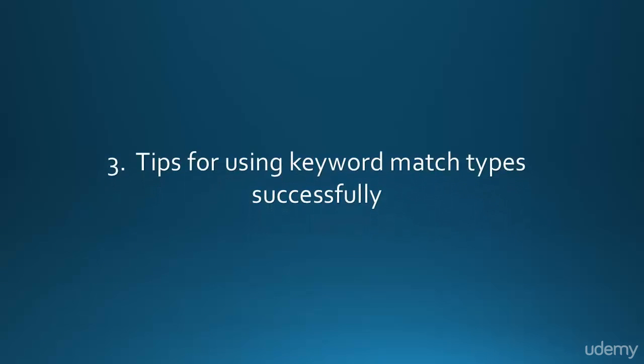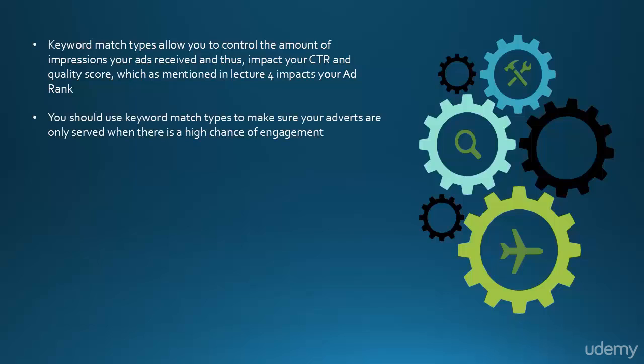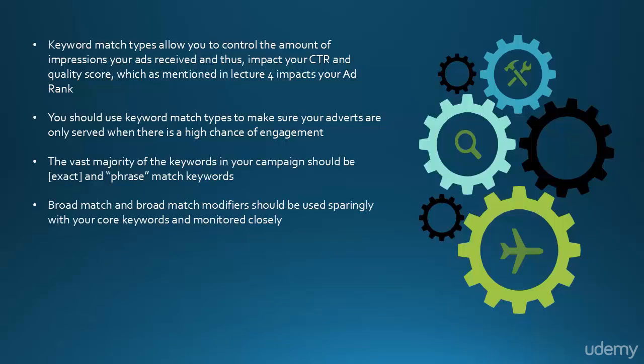Let's have a look at some tips for using keyword match types successfully. Keyword match types allow you to control the amount of impressions your ad receives and thus impact your click-through rate and quality score, which, as mentioned in Lecture 4, impacts your ad rank. You should use keyword match types to make sure your adverts are only served when there is a high chance of customer engagement. The vast majority of your keywords in your campaign should be exact and phrase match keywords. Broad match and broad match modifiers should be used sparingly, with only the core keywords and monitored very closely.